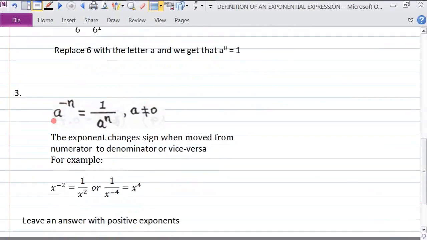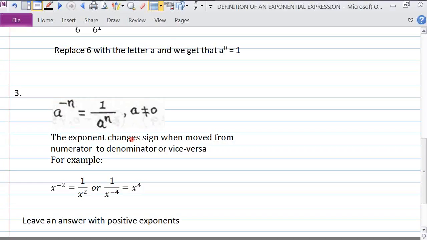And here we see rule number 3 on this page, where if we have a raised to the power minus n, it is on the numerator because we're assuming this is divided by 1. If we move it from the numerator to the denominator, it changes sign. So the minus n on the numerator becomes plus n on the denominator. This works for anything as long as a does not equal 0.